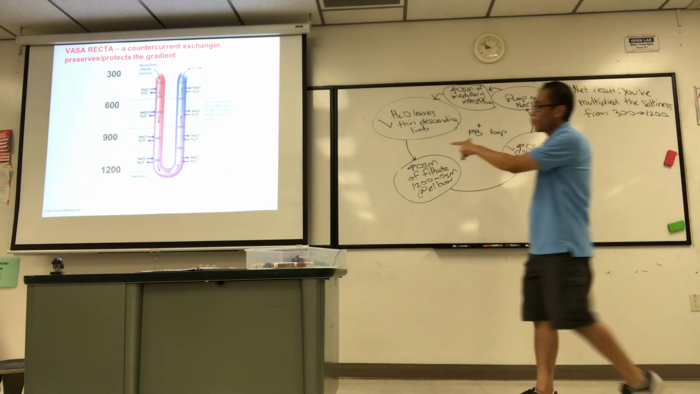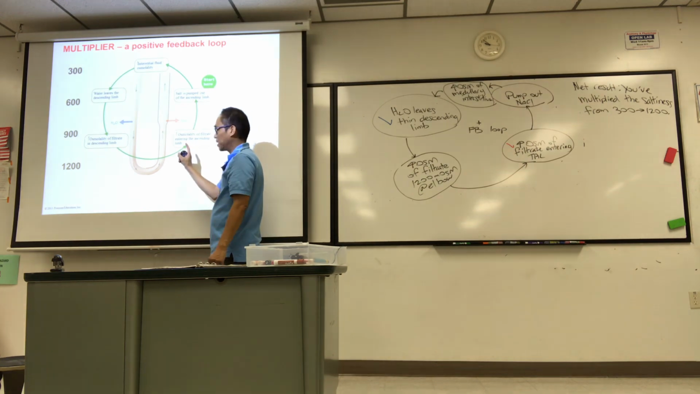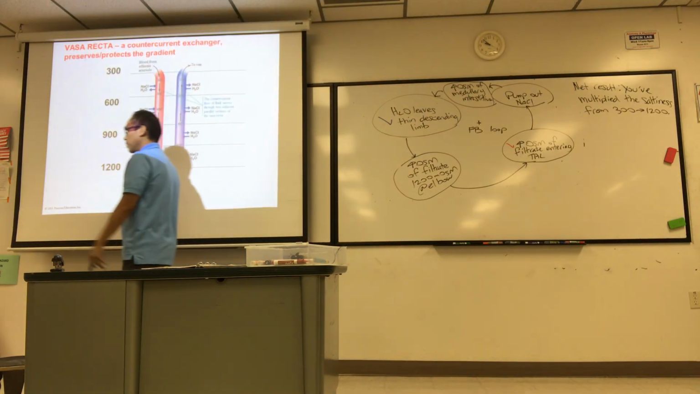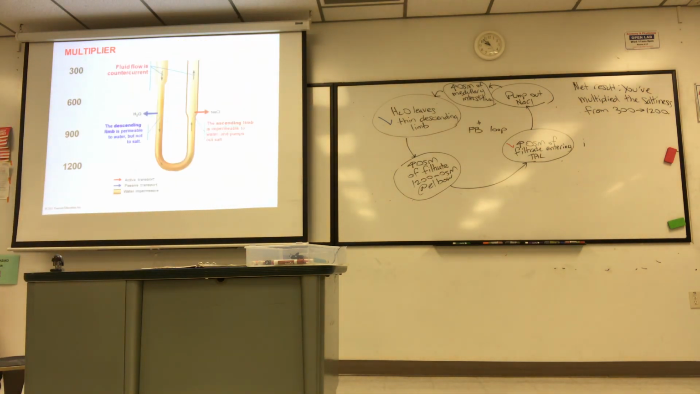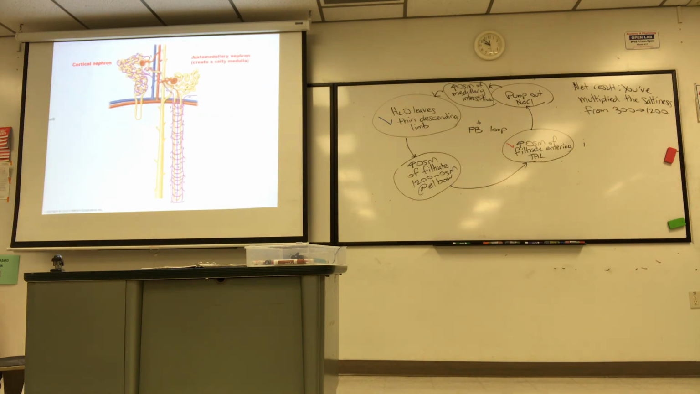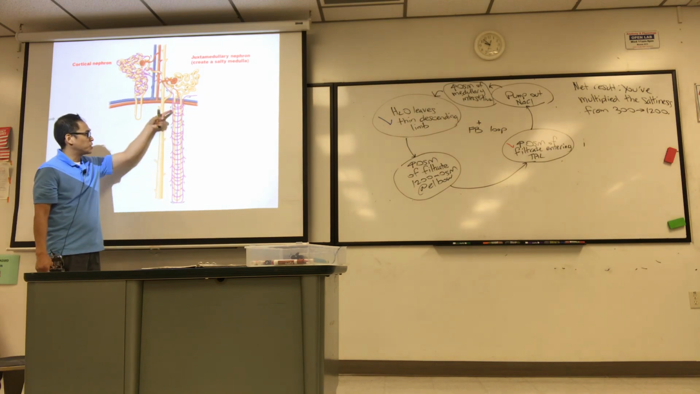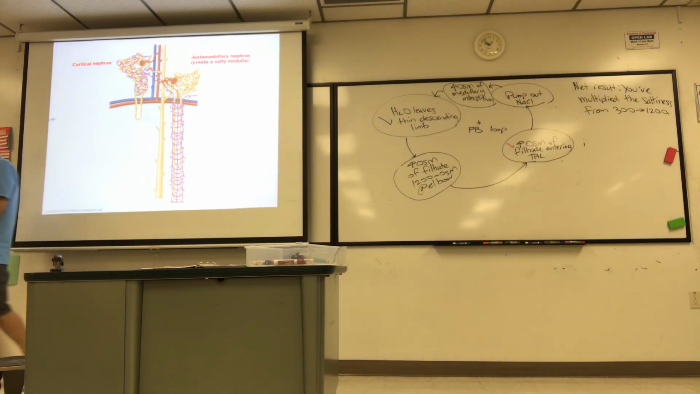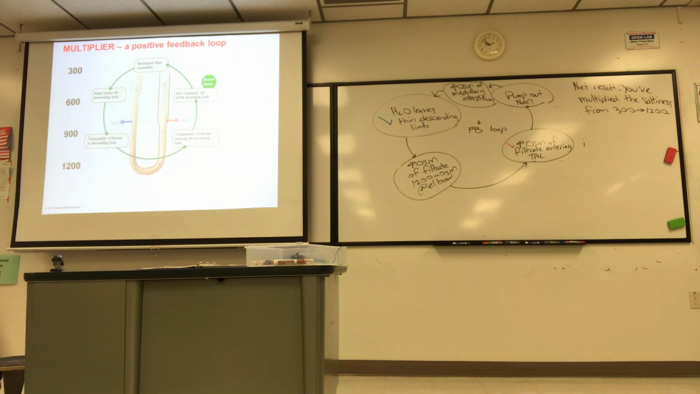Okay, so let's talk about the vasa recta. Now understand that I'm teaching the loop of Henle and the vasa recta in different slides, but they're together. Because when we looked at this picture, the vasa recta have gas exchange, and they're associated with the loop of Henle. We're just separating out the picture, looking at one thing at a time.